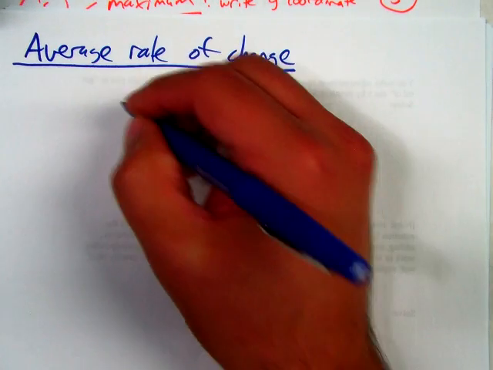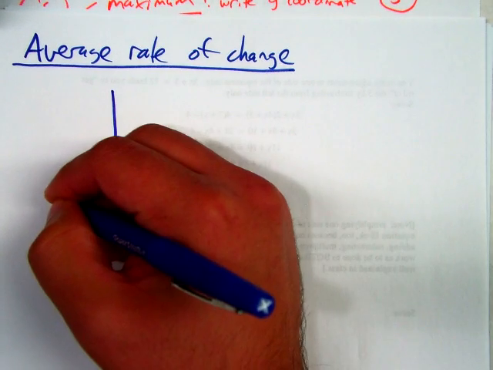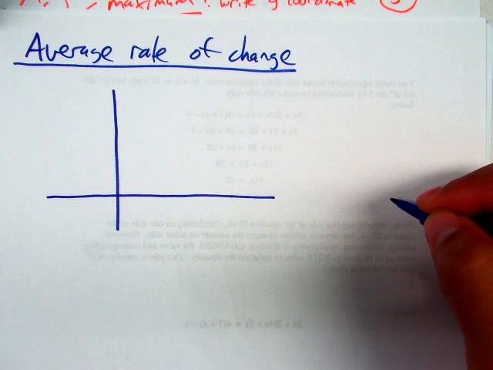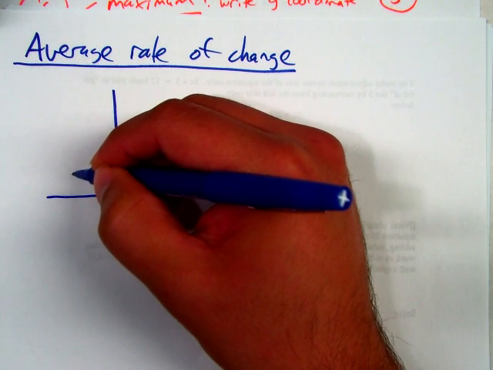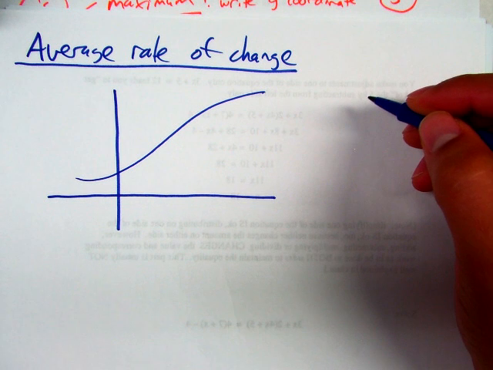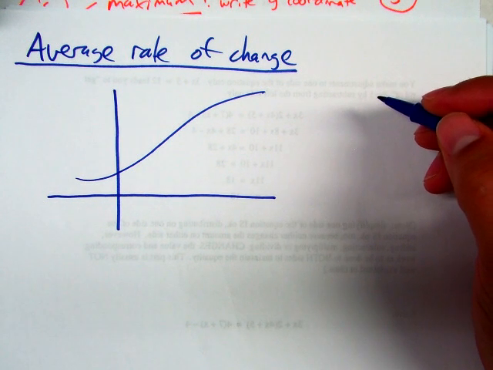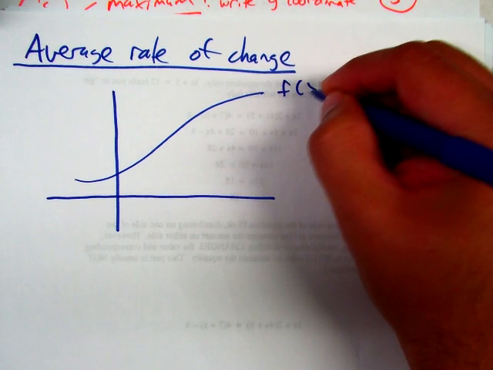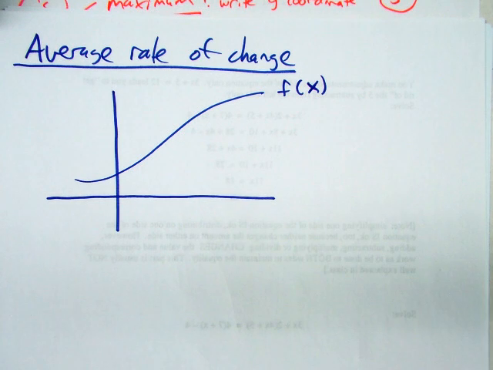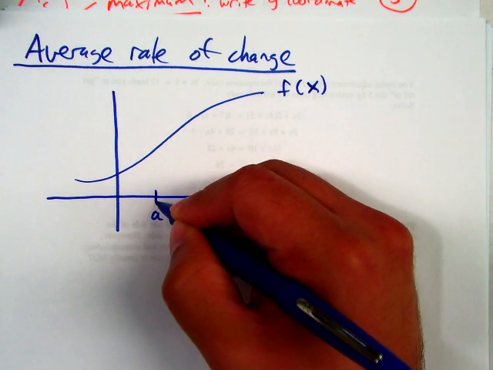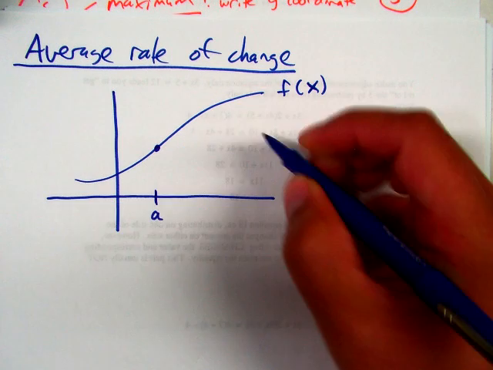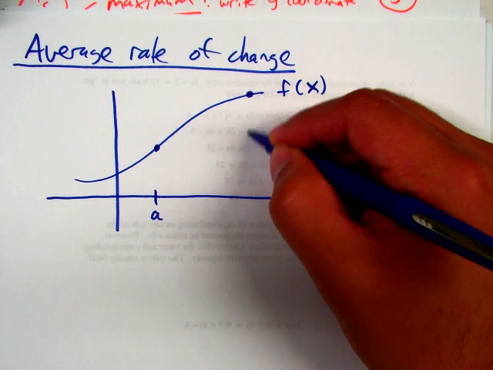Let's say we have a graph, and it looks something like this. Let's call it f of x. And let's say at x equals a, we have a point, and at x equals b, we have another point.